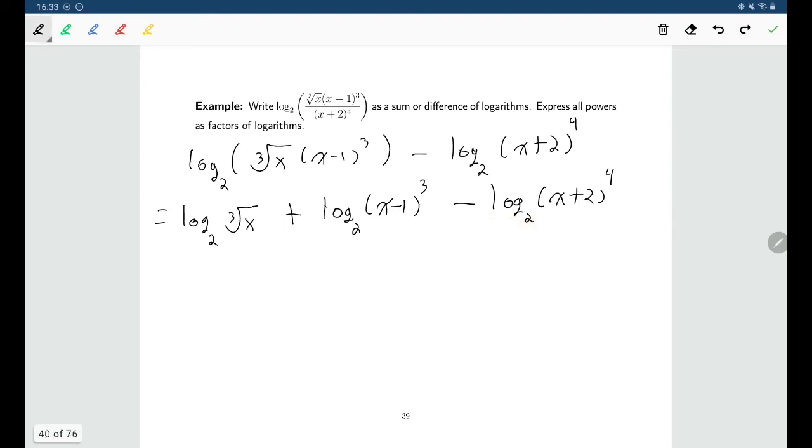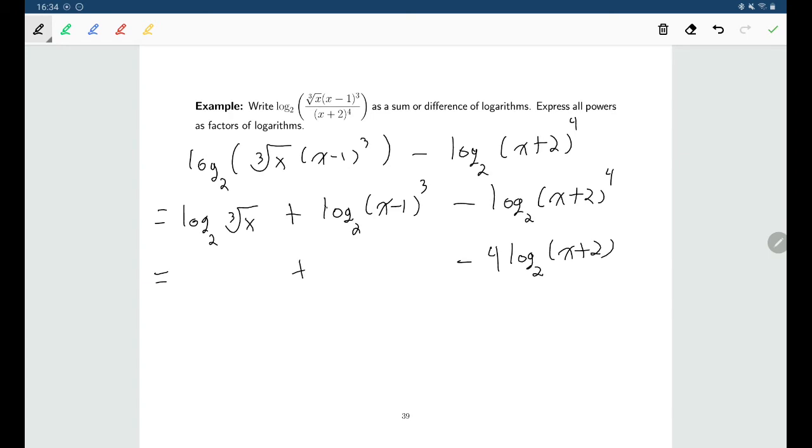So we've done part of our job, which is to write things as sums or differences of logarithms. The other part we have to do is it says to express all powers as factors of logarithms. So in other words, if you have powers, bring them down in front and write it as a constant multiplied by that log. So I'll work my way from right to left this time, just for fun. You have log base 2 of x plus 2 to the power of 4, and that 4 will come down in front. So we'll have minus 4 log base 2 of x plus 2.